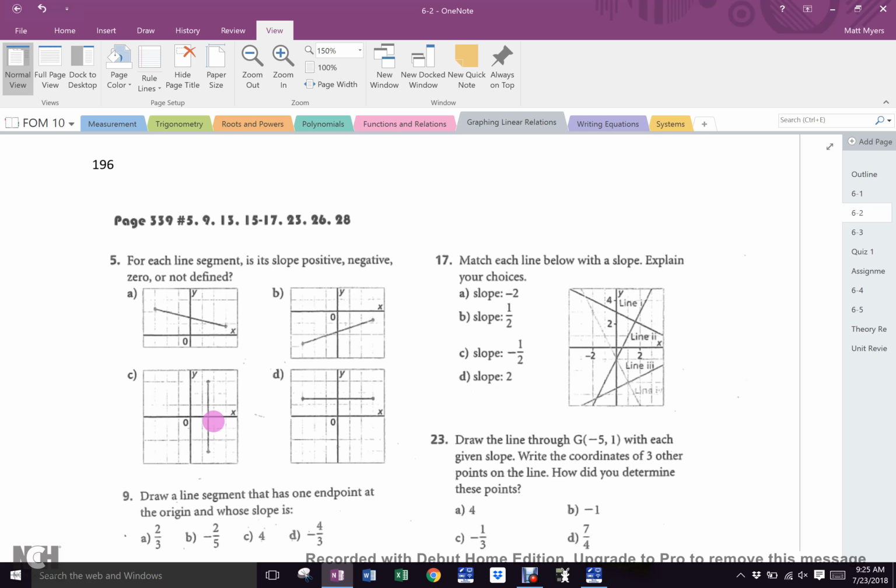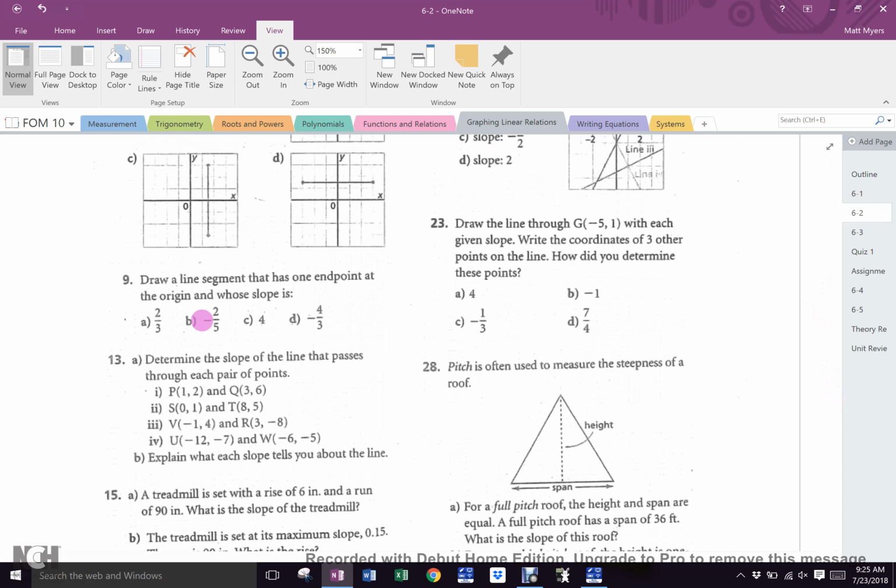Number 9. Draw a line segment that has one endpoint at the origin and whose slope is that. So here is the origin. Slope 2/3, up 1, 2, out 1, 2, 3. The origin is 0, 0, where it all starts. Any other questions from page 196?